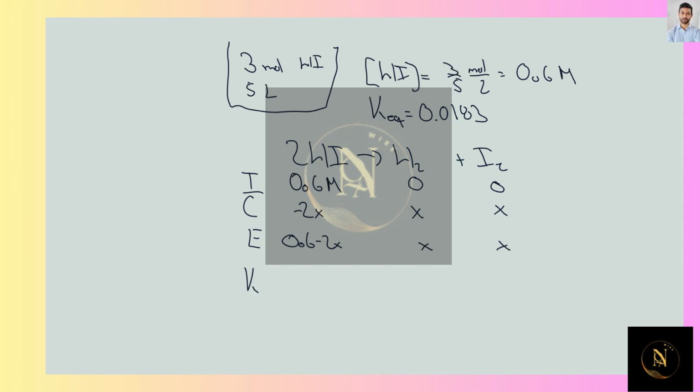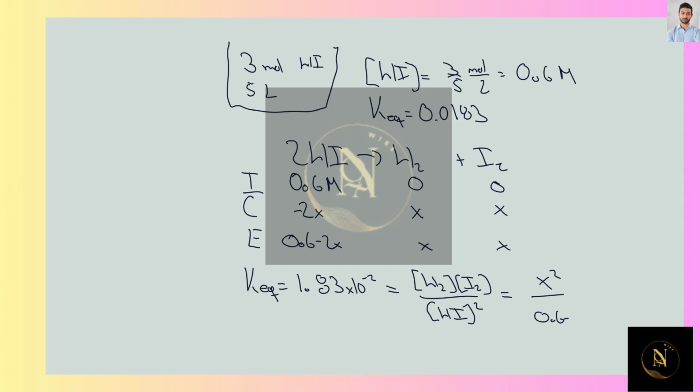So our equilibrium constant for this reaction, I'm going to write this down in scientific notation, is going to be equal to the concentration of H2 times the concentration of I2 divided by the concentration of HI squared. So, replacing the values that we get at equilibrium, this becomes x squared divided by 0.6 minus 2x squared.